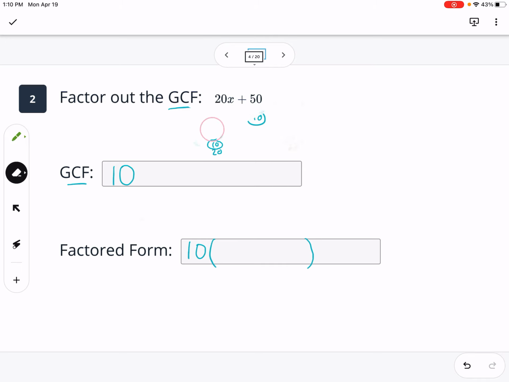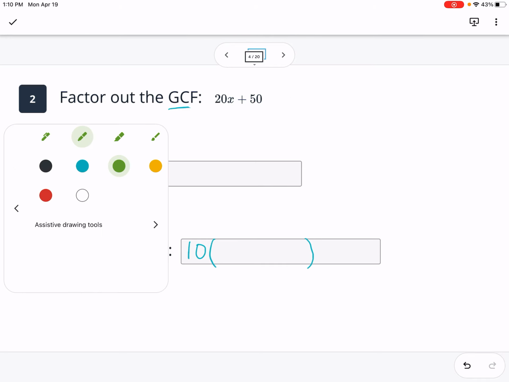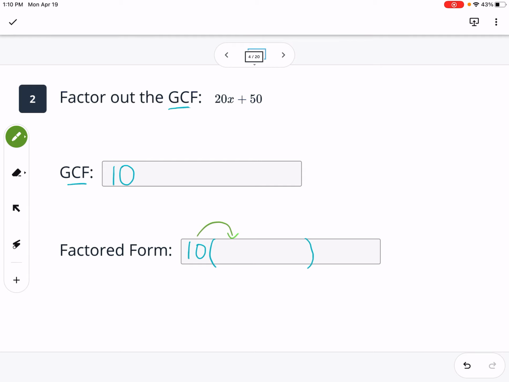And now what I want to know is 10 times what equals 20x, and 10 times what equals 50. So let's start with the 20x. So 10 times what equals 20? Well, 10 times 2 equals 20. And if I want it to be 20x, there needs to be an x there. 10 times 2x equals 20x. Perfect.